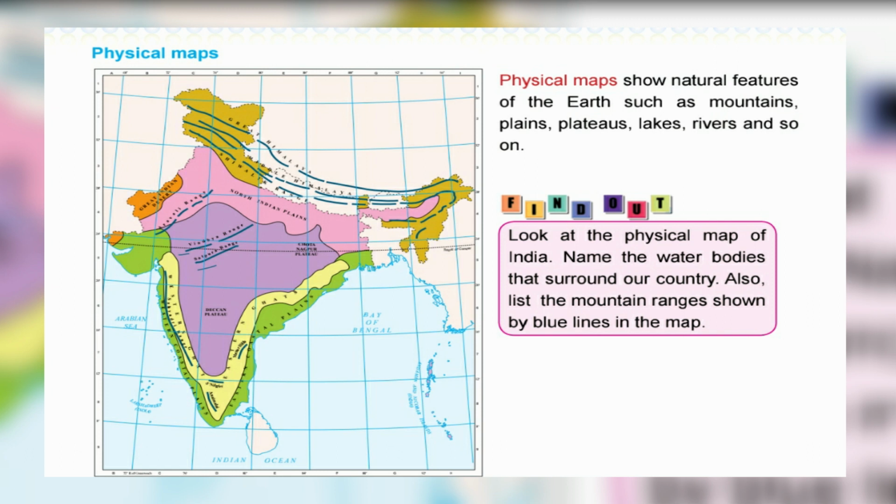Find out. Look at the physical map of India, name the water bodies that surround our country, also list the mountain ranges shown by blue lines in the map. The water bodies that surround our country are the Arabian Sea, the Bay of Bengal and the Indian Ocean. The mountain ranges, you can see the blue colored lines, are the Greater Himalayas, Middle Himalayas and the Shivalik Hills.